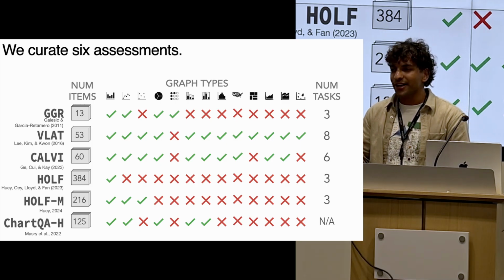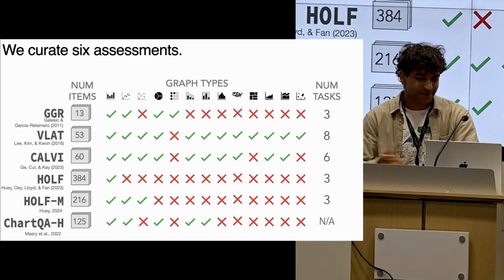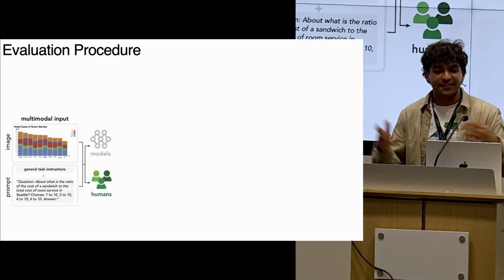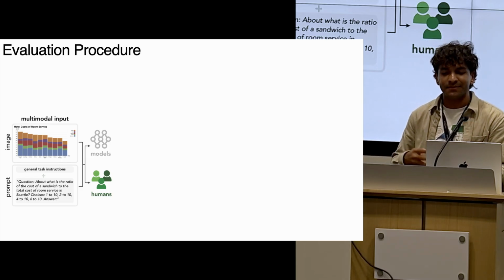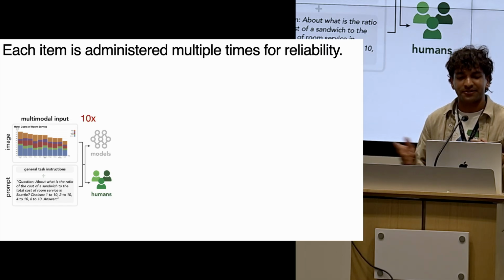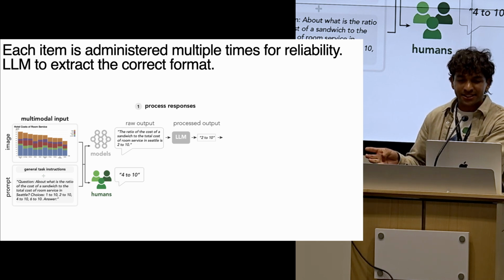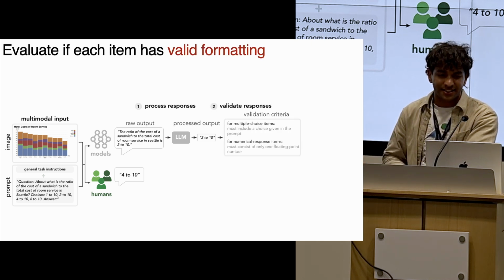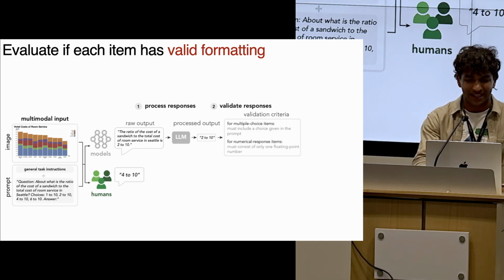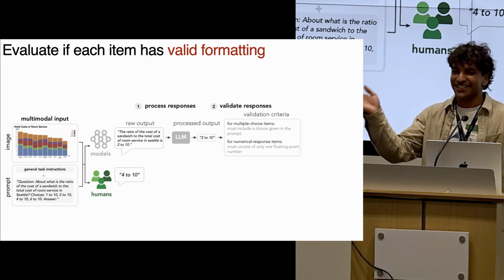So while these have more items, we see that they don't have the variety in graphs and questions like the expert-created ones do. And so to evaluate these tests, we give both vision language models and humans an item, which includes a question and an image. And to find out if the models reliably give the same answer, we administer each item 10 times. And for each response, we use an LLM to extract the correct format, and then evaluate if each item has valid formatting. So for example, if the model actually responded with a multiple choice answer or just gave gibberish.